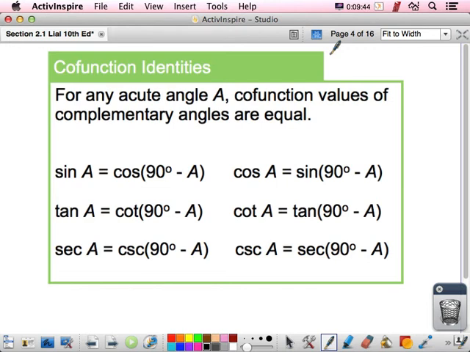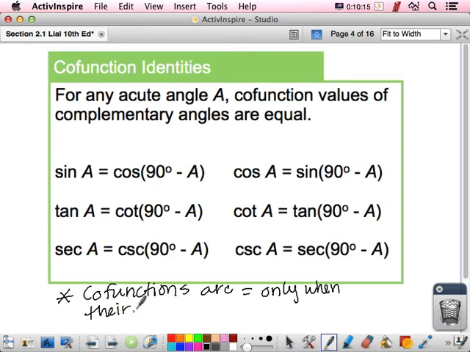So for example, sine of 40 would equal cosine of 50. Sine of 20 would equal cosine of 70. So that's something you'll need to know for the remainder of trig. So let's jot that down here. If you don't want to memorize the six, we can just memorize that cofunctions are equal only when their angles are complementary.